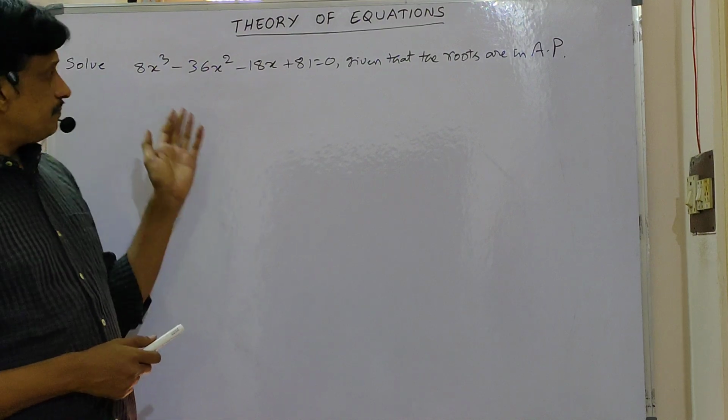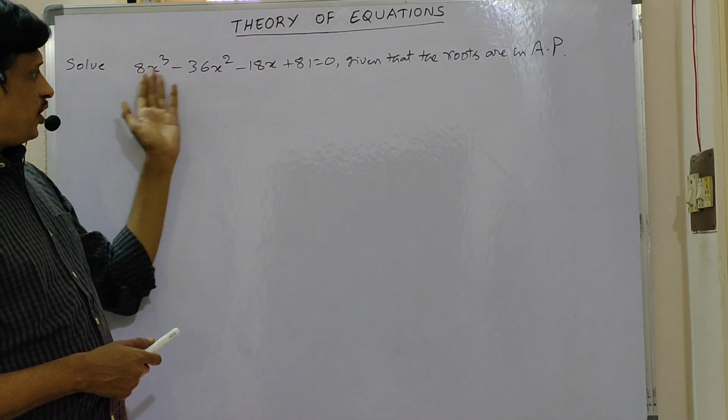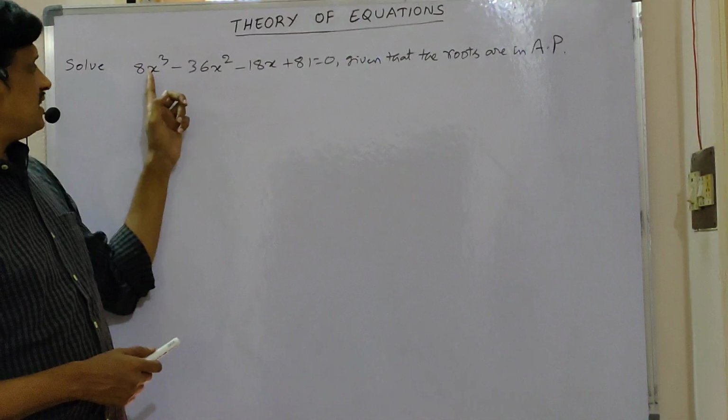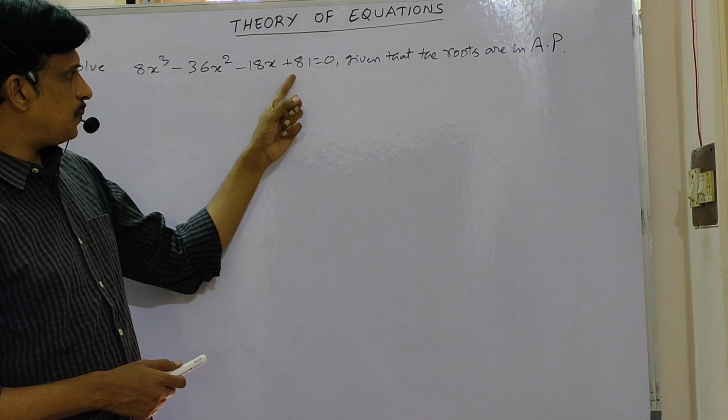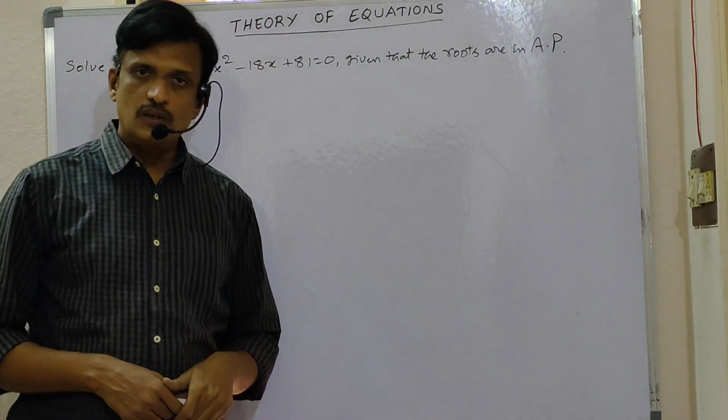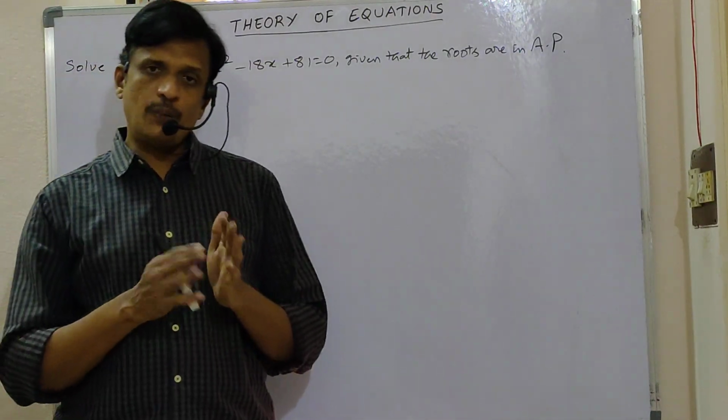Observe the given problem. Solve. A cubic polynomial is given. That is 8x cube minus 36x square minus 18x plus 81 is 0. Solve the given cubic polynomial.